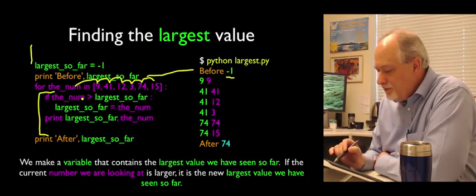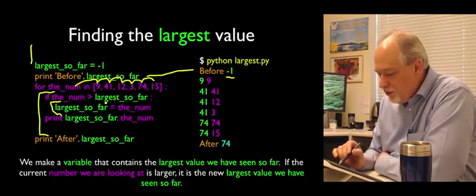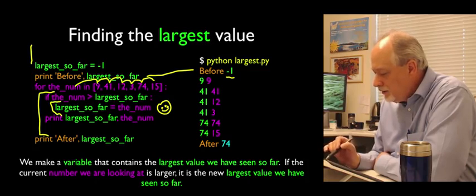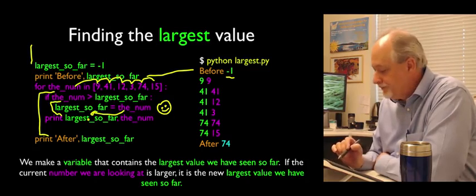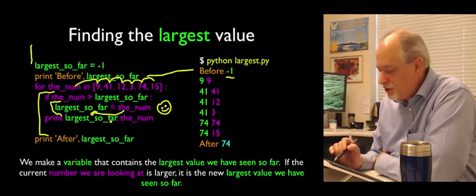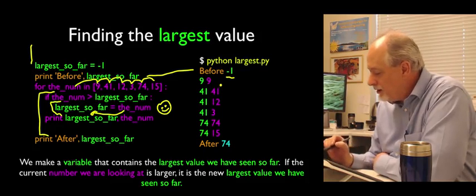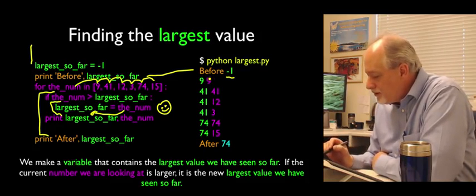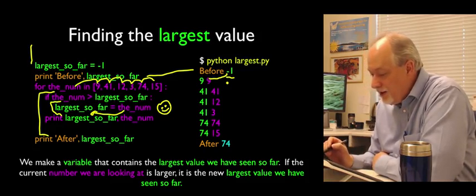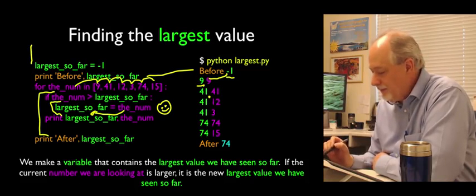If the_num, 9, is greater than largest so far, then grab the_num and assign it into largest so far. Then print at the end of each loop largest so far and the_num. So in effect, the_num is 9. We compare it to -1, and 9 is higher, so we make largest so far be 9.